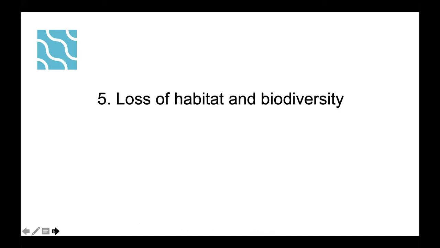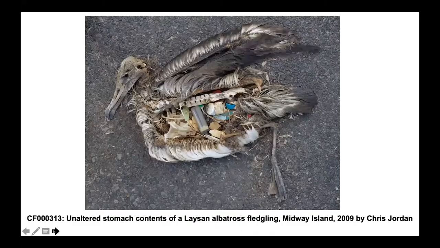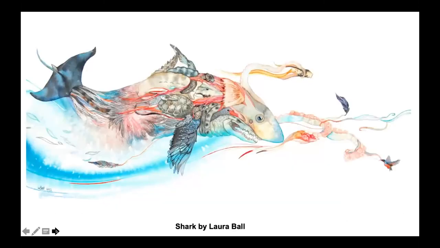The final impact that I'm highlighting today is a loss of habitat and biodiversity. And this photograph by Chris Jordan, this is an unaltered photograph in the Midway Island of a baby albatross's stomach contents. All of this plastic debris that's floating around in the ocean is mistaken for food, jellyfish, and things like that. And unfortunately, that has no nutritional value and cannot be digested, leading to the death of some of those birds.